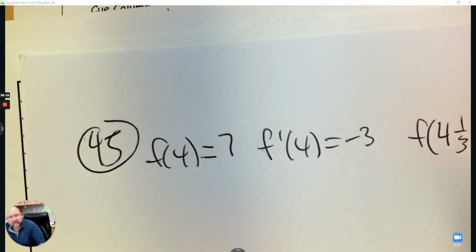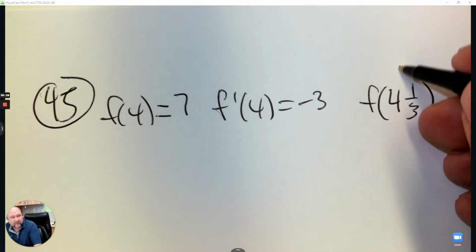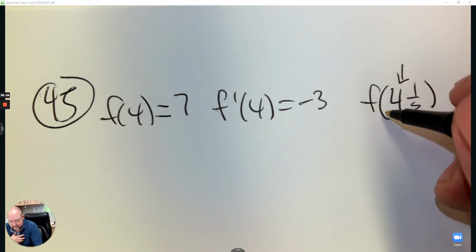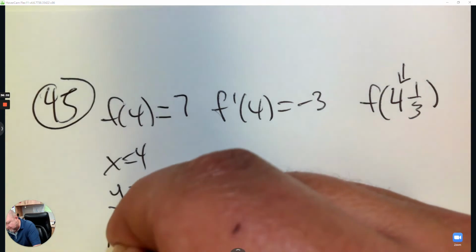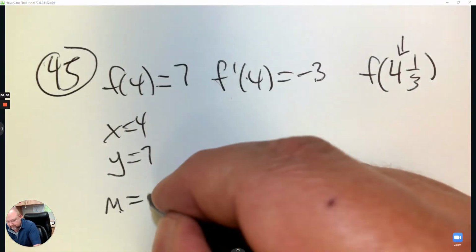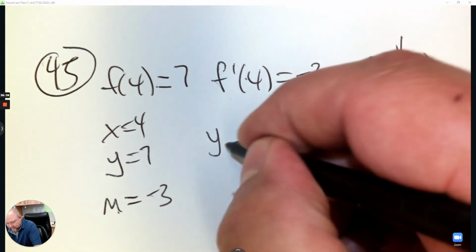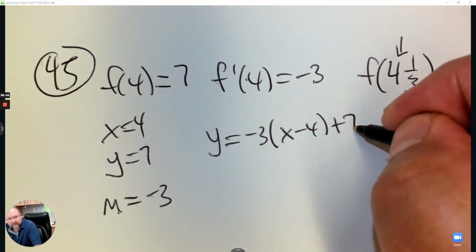This is linearization. Can you do a tangent line and then plug this into the tangent line to approximate it? So for a tangent line, we need x and y, and the slope is the derivative there, which is -3. So the tangent line would be -3, x subtract 4, plus 7.